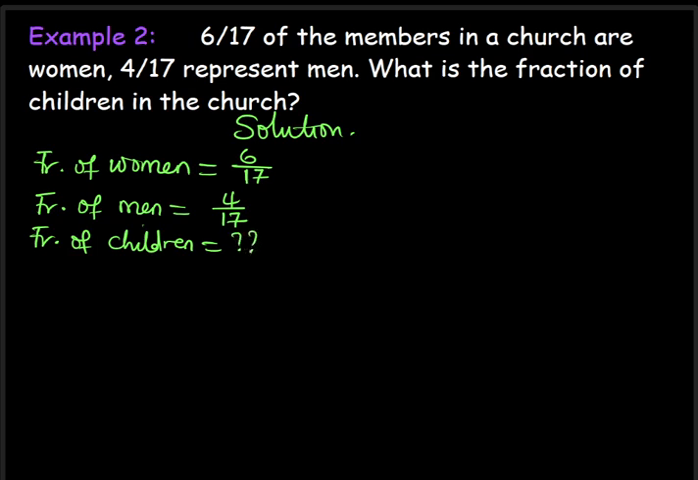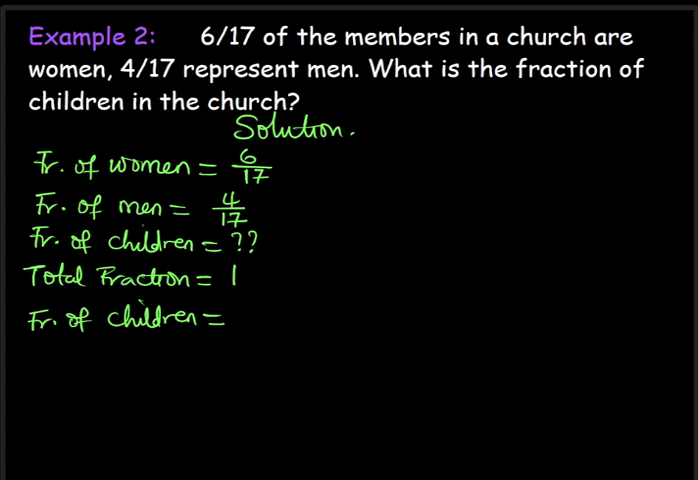So what do we need there? We just need to know that our total fraction is equal to what? 1. Always equal to 1. So what do we do? How do we get our fraction of children? So the fraction of children.